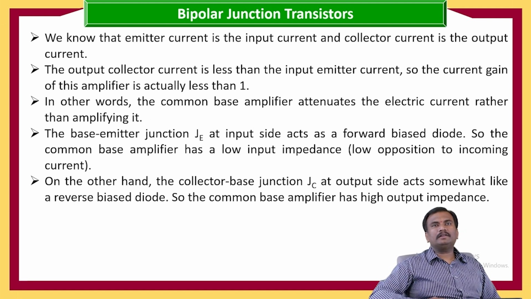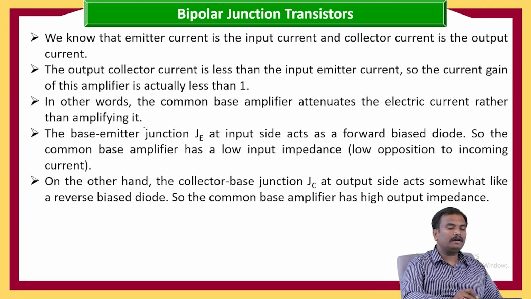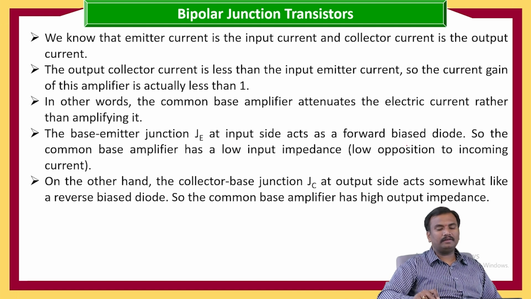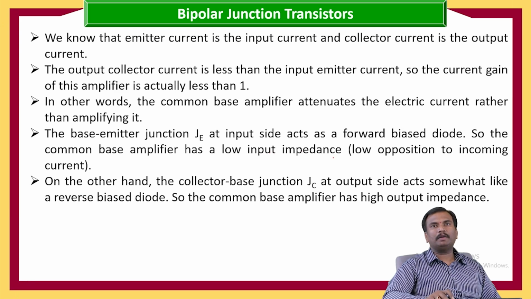In the same way, the common base amplifier also attenuates the electric power rather than amplifying it. The base to emitter junction is at the input side and acts as a forward biased diode. So the amplifier has a low input impedance.